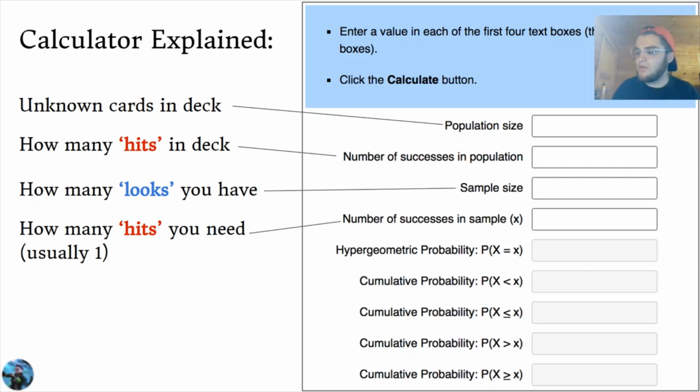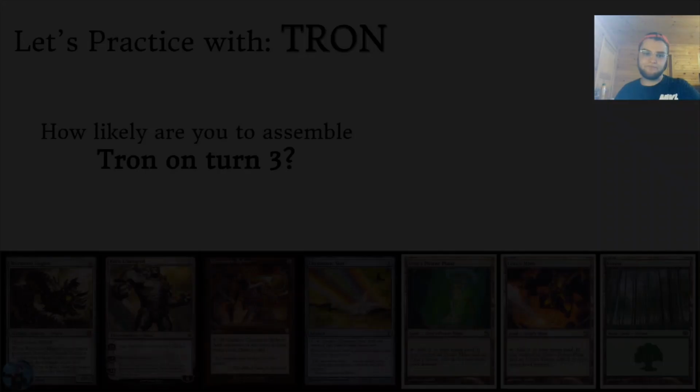So let's say you need to hit 1 copy of a card in the top 4. Greater than or equal to allows for 2 or more copies to be in your top 4, so it's going to give you the most accurate number. All right, let's move on.